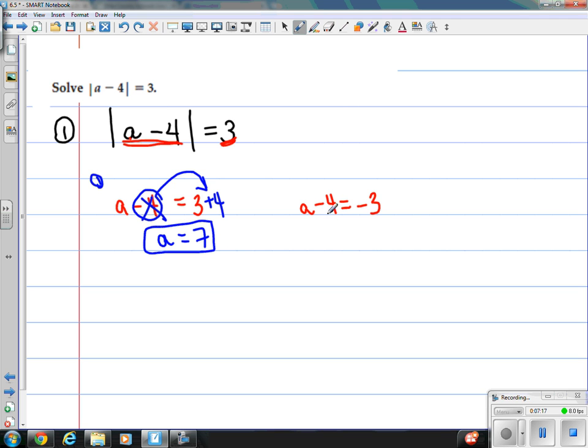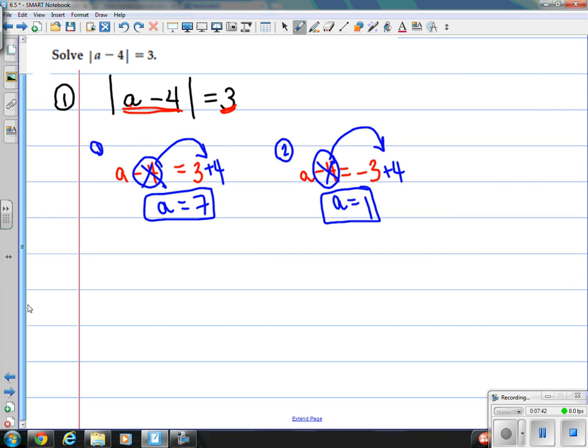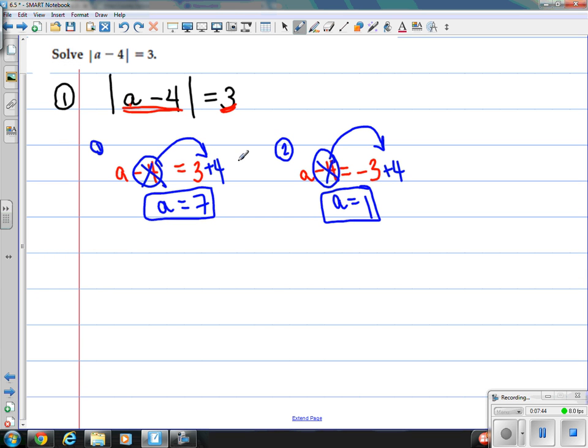Okay? And basically when we solve the first case, the same exact steps we're going to have to use for the second case, except it'll be a negative 3 I have to add. So negative 4 gets transposed to the right and becomes a plus 4. It disappears from the left, and we get a is equal to negative 3 plus 4, which is positive 1. So now we have our 2 answers for what a could possibly be, and now we need to check it.